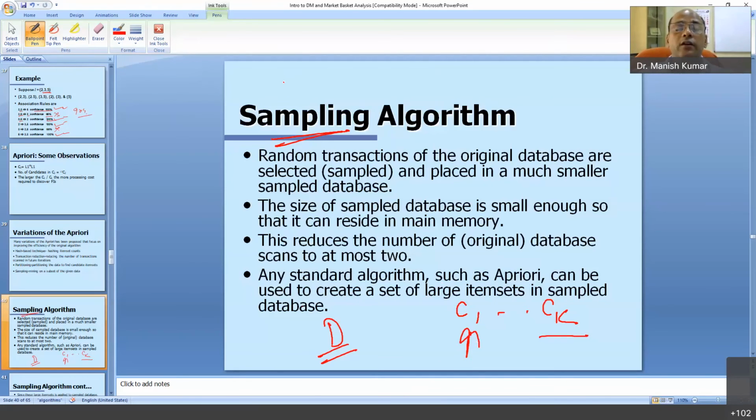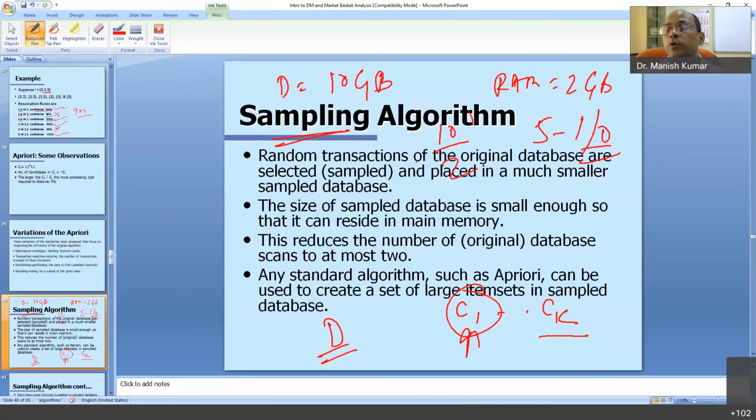Suppose your data is 10 GB and your RAM is 2 GB, then one candidate generation requires 5 input outputs, which is nothing but 10 by 2. Similarly, it will go for 5 times k input outputs. So for large data sets, a priori introduces high complexity and sometimes becomes inefficient. To get efficiency, we can go for some optimizations and apply a sampling algorithm.